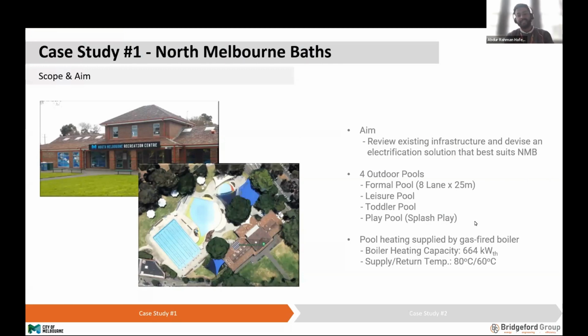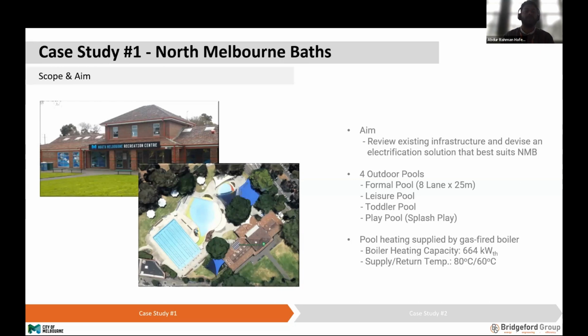It is currently serviced by gas-fired boilers with a capacity of about 664 kilowatts, with supply temperatures of 80 degrees and return temperatures of 60 degrees. The unique opportunity here was that the North Melbourne Baths, being an outdoor pool, closes during our winter season. So we had the when for when we wanted the works delivered. We had the why, which is in response to the council's need for climate change and emergency action.